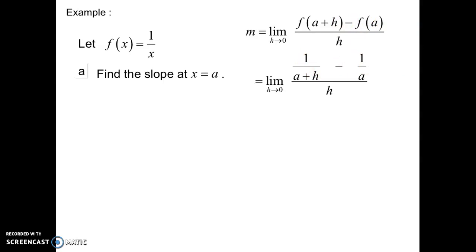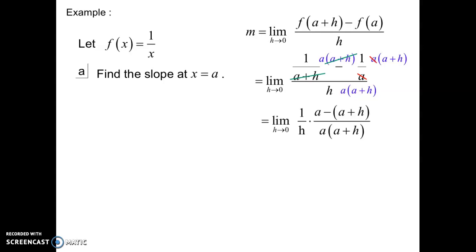Now we have to do a little bit of algebraic manipulation here, working with complex fractions. I'm going to clear my fraction by multiplying everything by the common denominator of a times a plus h. When I do that, the first fraction cancels the a plus h, the second fraction cancels the a. And when I reduce this, I end up getting 1 over a minus a plus h. And remember, we're distributing this so it's negative over the parentheses, so minus a plus h. And then in the denominator, I have h times a plus h.